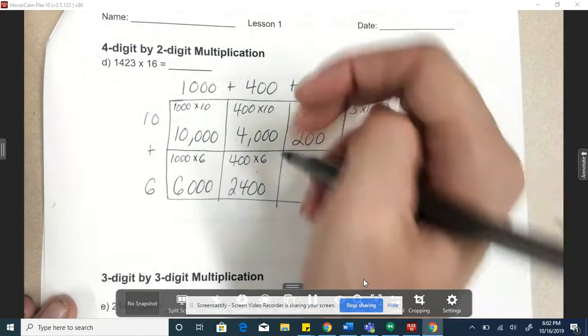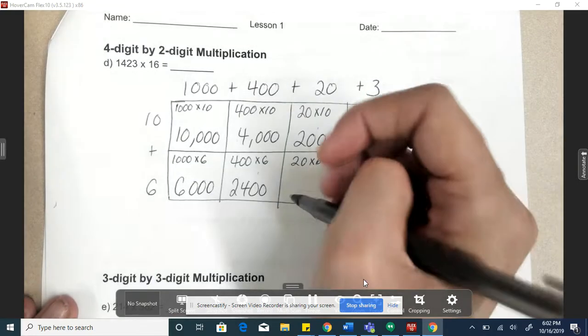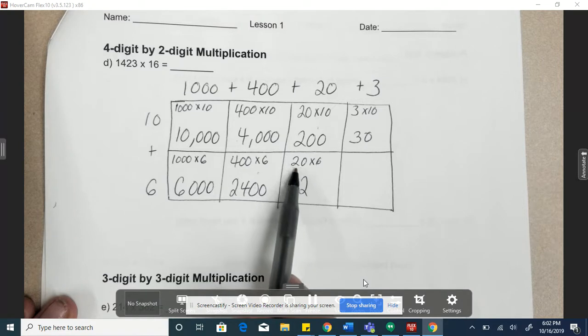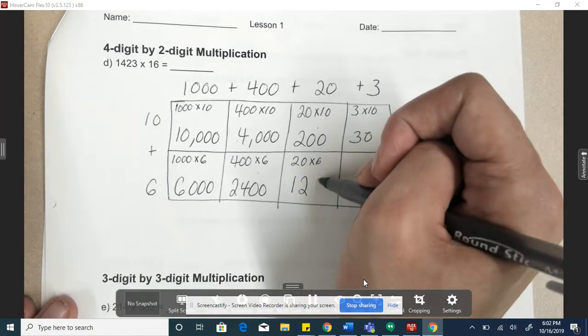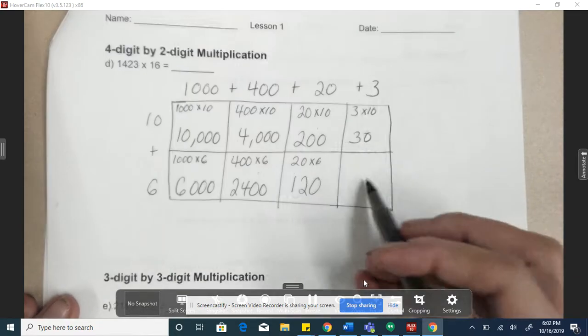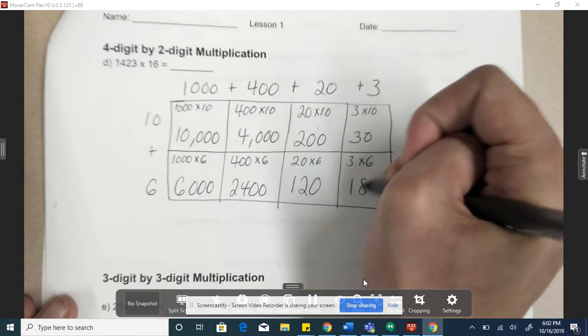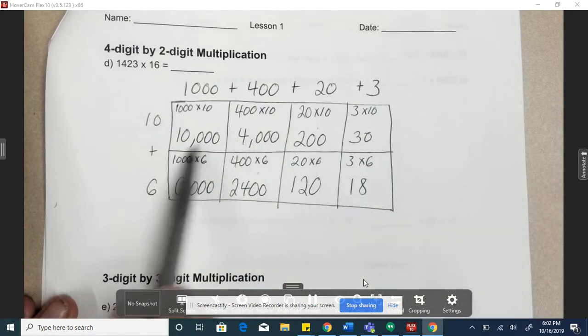20 times 6. Let's see. I know 2 times 6 is 12. I know that 20 is 10 more than 2. So that means our answer needs to be 10 more than 12. So that's 120. 3 times 6 is 18. Now that I have all my products, I'm going to add them together, making sure I include all of the products.